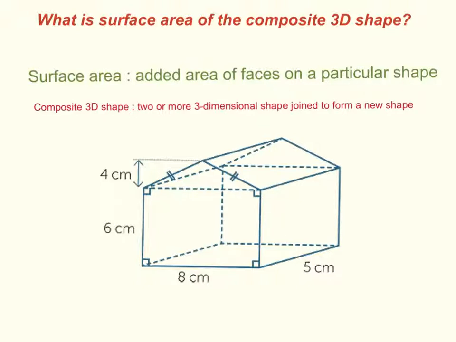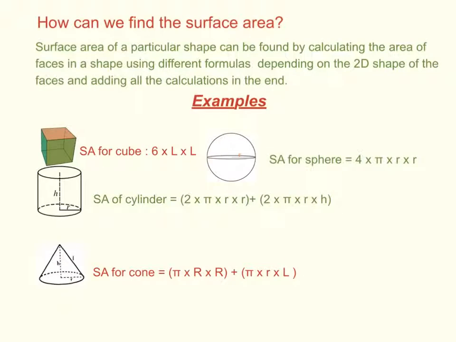For example, 8 times 6 plus 5 times 6. And then the composite 3D shape: two or more three-dimensional shapes joined to form a new shape, which in this case is a rectangular prism added to a triangular prism. Now, the big question is, how can we find the surface area?